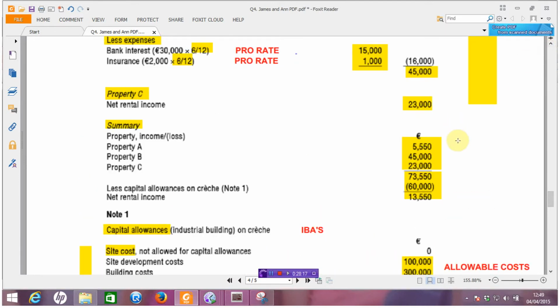And you should also remember here, or just note the fact that we've got 3 properties. One of them is relevant for IBAs. What we do is we take the profits excluding capital allowances, total them, and then take off the capital allowances from the total, rather than putting the capital allowances in here for property C, i.e. the creche. At the end of the day, it's going to come out the same figures, but this is what they want us to do. So total the net profits up without capital allowances, without IBAs, then deduct the 60. Okay, so that's where we get the figure of 13,550 for property A, B, and C.